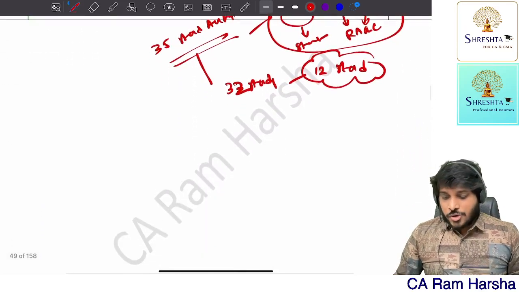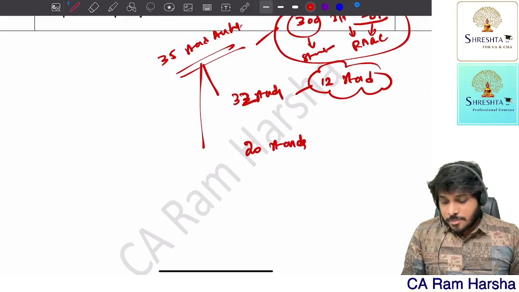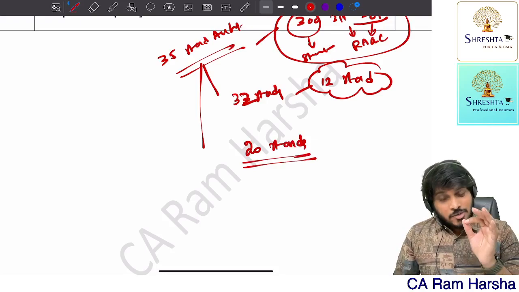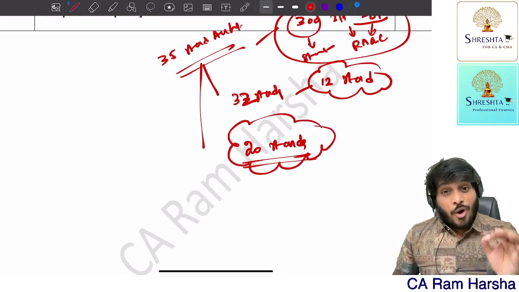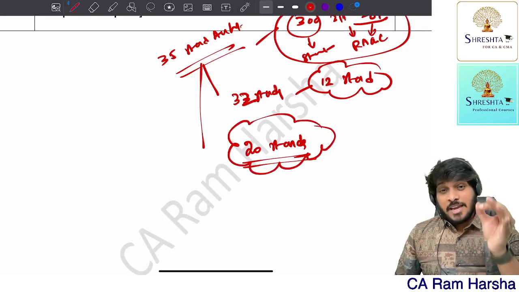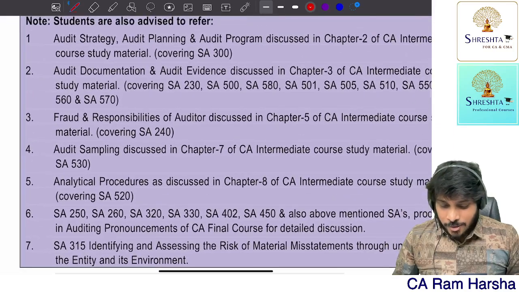Now, what about the remaining standards? Remaining standards are approximately 20. There are still 20 remaining standards. Now for these 20 remaining standards, let us see what the CA final ICAI material says. Now you will see here.